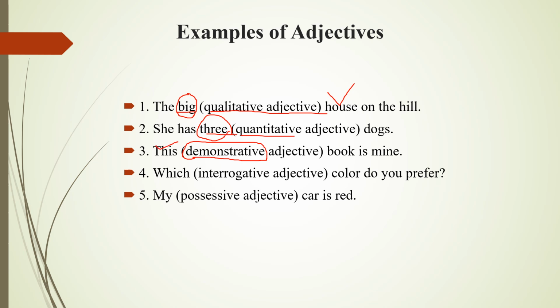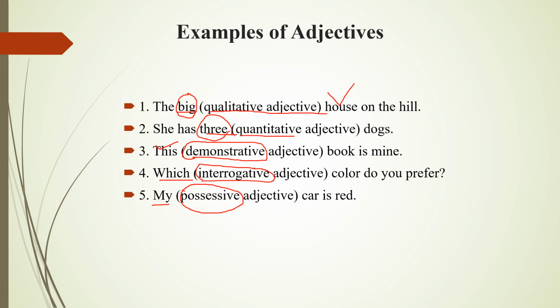Which color do you prefer? Which is an example of an interrogative adjective because it is asking a question. Which color do you prefer? Which is the example of an interrogative adjective. Then, my car is red. My is the example of a possessive adjective. It shows some possession as I have just told you.